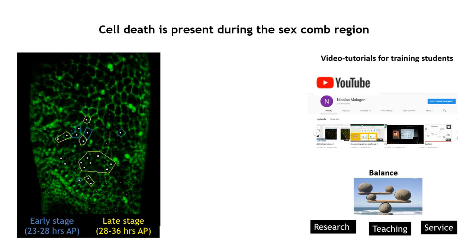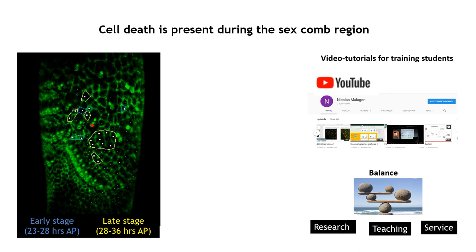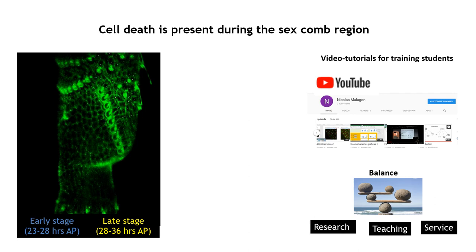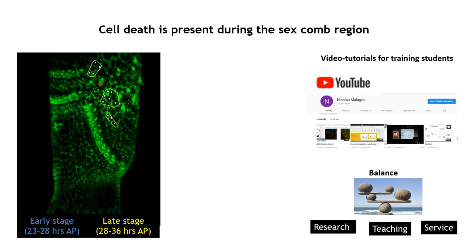So here is what the students did. Around the region of the comb, we found, in the same way as in the previous papers, that some cells die early and other cells die later. So here you see different groups. Encircled in blue, you will see cells that are dying in the early stages, while in yellow, cells are dying later in development.